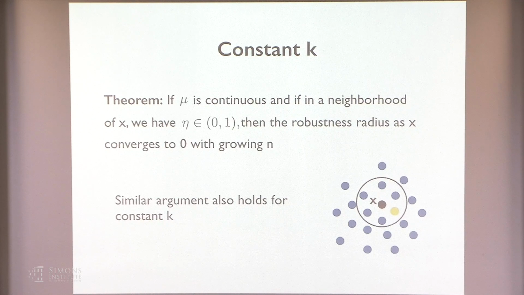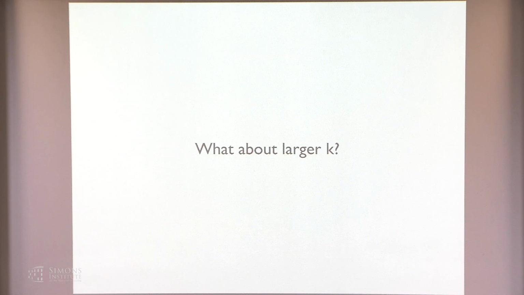Even though that's not the case for accuracy. Okay, so fine. So we looked at constant k, and in constant k the accuracy is sometimes not too bad, but robustness is not that great, right? So what happens with larger k? Can we ever get robustness?